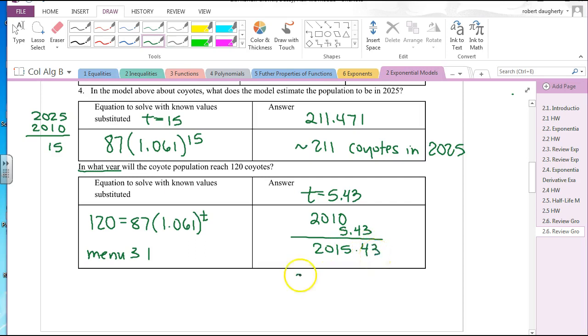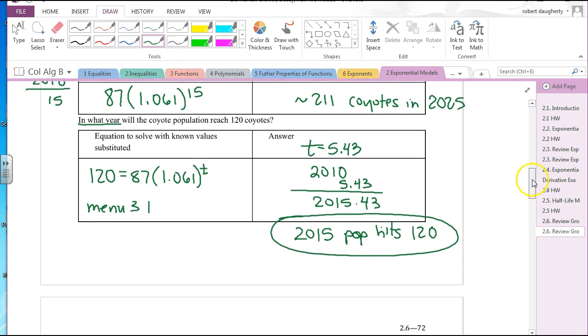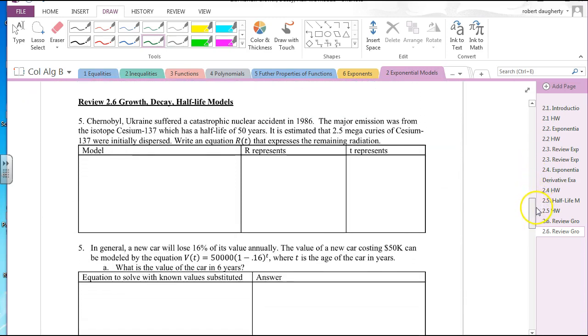That is the year 2015. So in the year 2015, the population hits 120, okay? Okay, that's an example of setting up an equation with exponential growth.